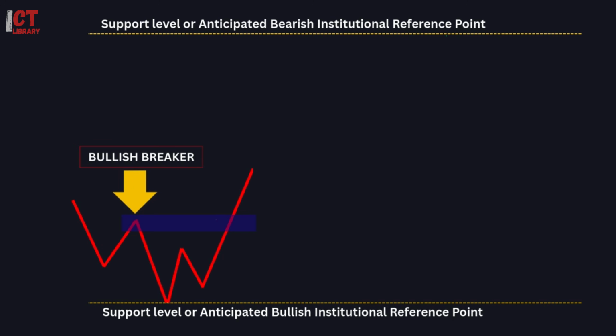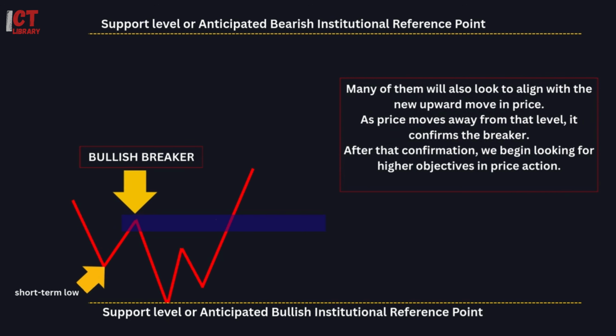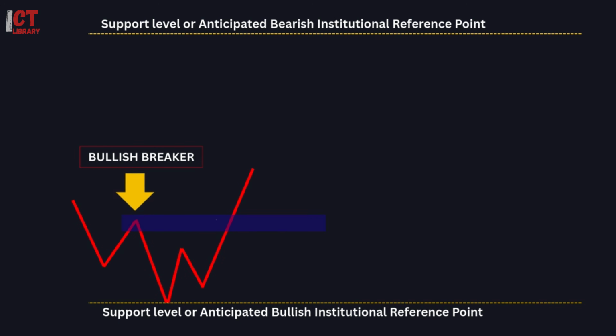When price trades into that level, we view it as genuine support. This is because there will be orders inside that high that need to be mitigated. In other words, traders that were short at that high will want to close those short positions. Many of them will also look to align with the new upward move in price. As price moves away from that level, it confirms the breaker. After that confirmation, we begin looking for higher objectives in price action.